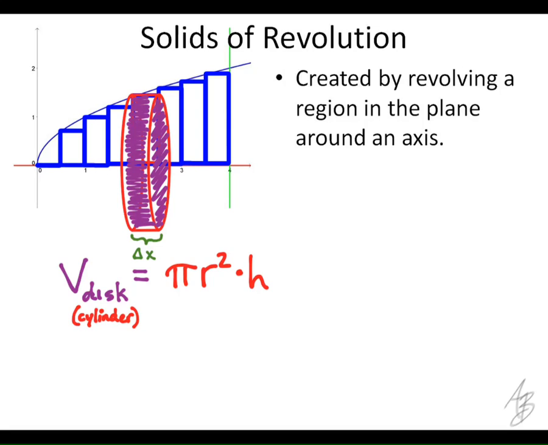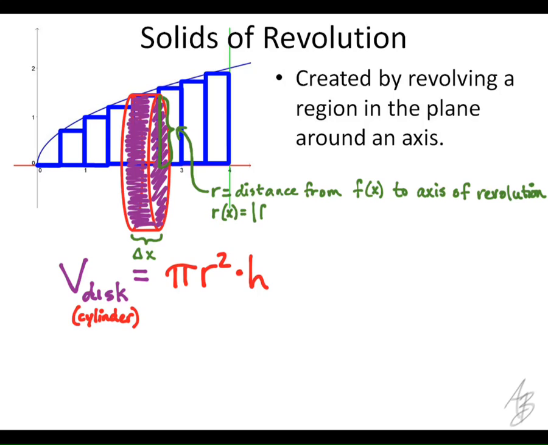Delta x, right? In this case, since it has a thickness, we'll call that delta x. And the radius right there is the distance between the function and the axis of revolution. So we're going to call that the radius, and it's just the distance between the axis of revolution and the function itself. We want to write that as a function of x. Typically that would be written something like this. You don't need to write that down, but it would be the distance between the function and the axis of revolution.